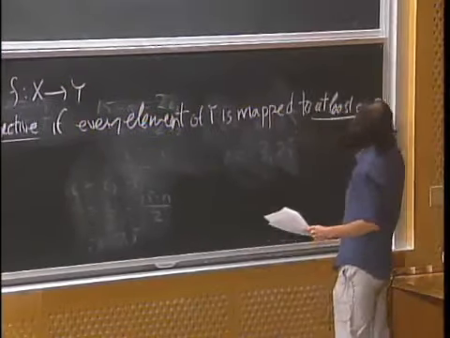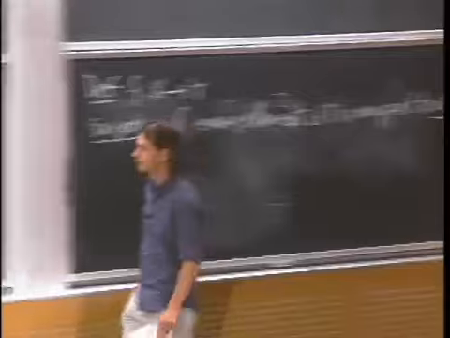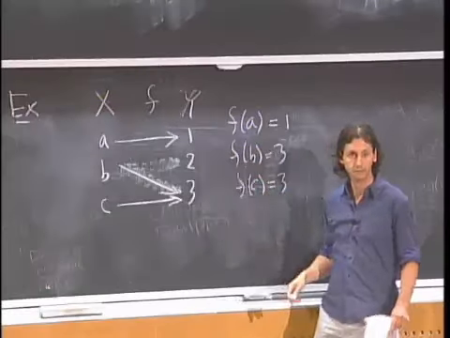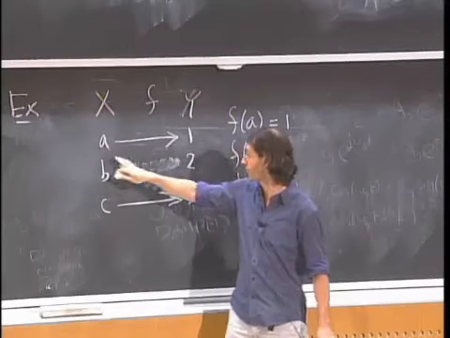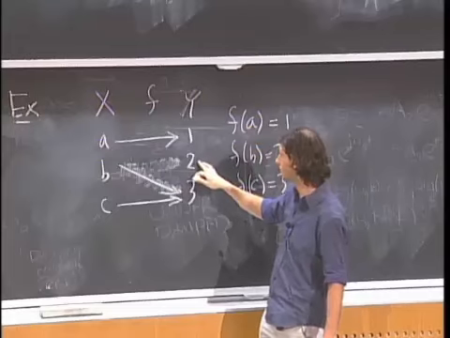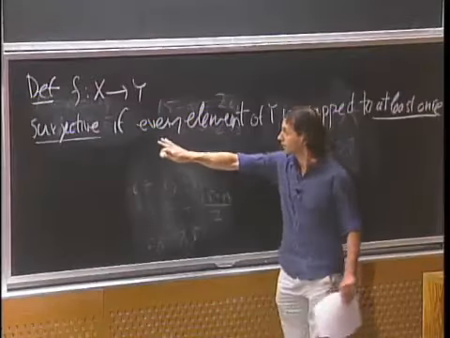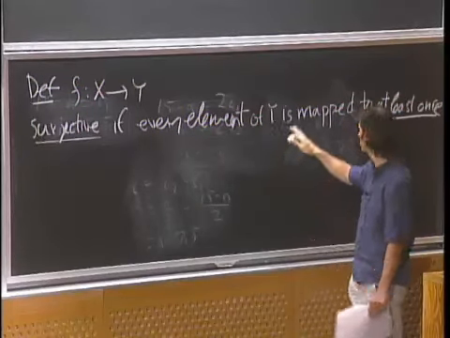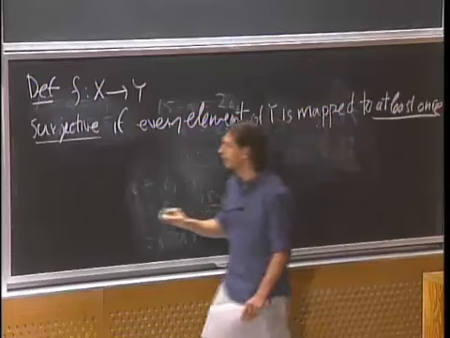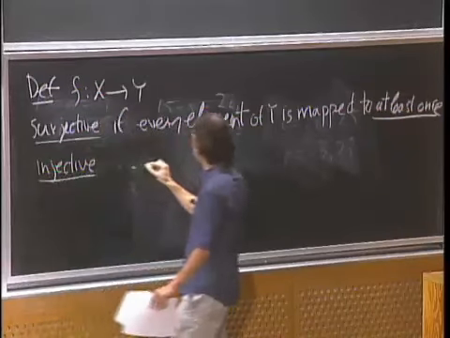So every element of Y, say 1, for example, here, is mapped to at least once. Well, to 1, the element 1, we have mapped A, so that's great. But for example, the element 2 is not mapped to at all. So this particular example is not surjective, but we will come to a few examples that are. So here we have the distinction that every single element of Y is mapped to at least once. Then injective is defined in a similar fashion.